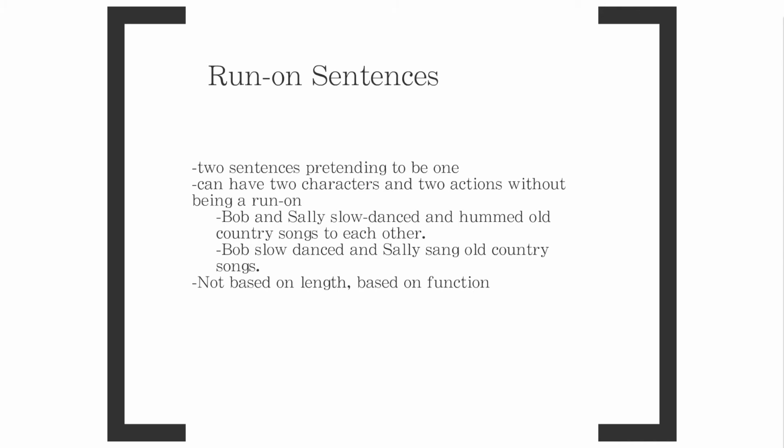Look at this example of a run-on. "Bob slow danced and Sally sang old country songs." Imagine separating these. "Bob slow danced," period. "Sally sang old country songs," period. Each of those examples is a complete thought, has a character and an action, and is a complete sentence. So if we're going to put them together, we have to connect them in a certain way. This is when it's important to remember what makes up a sentence: a complete thought, a character, and an action or a state of being. Keeping that in mind will let us know when and how to connect sentences.